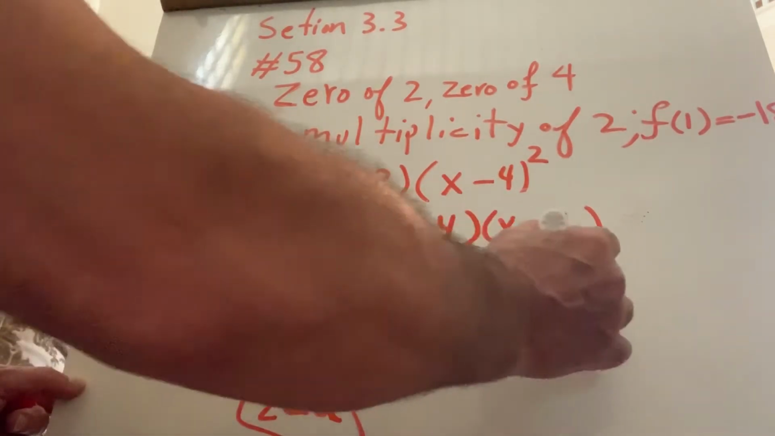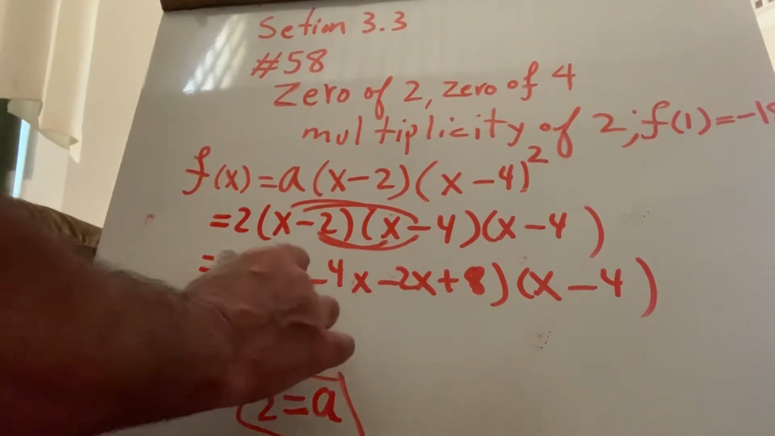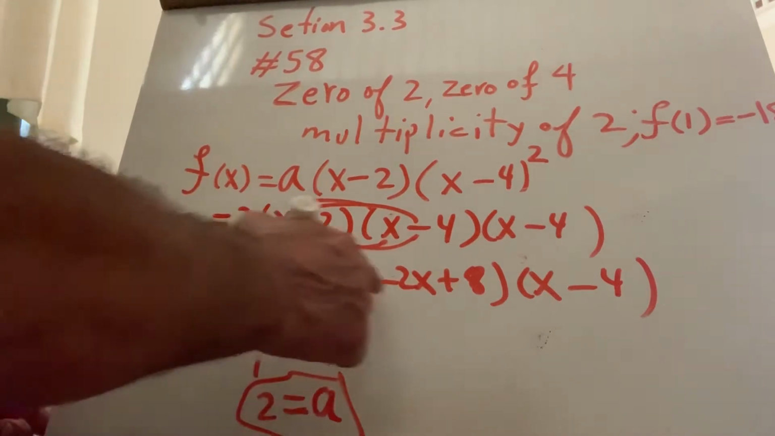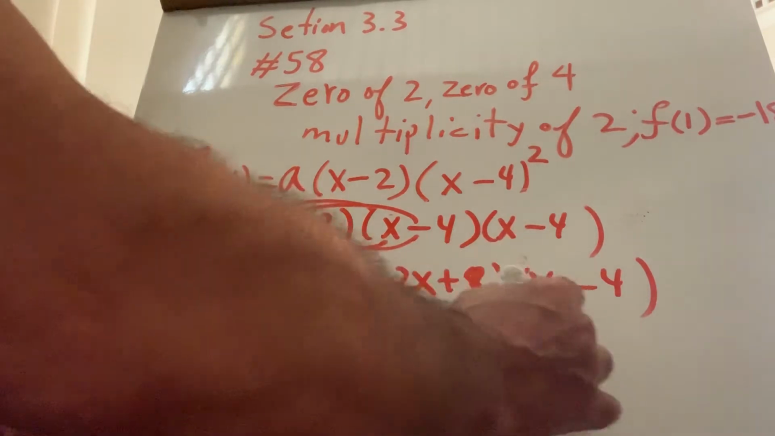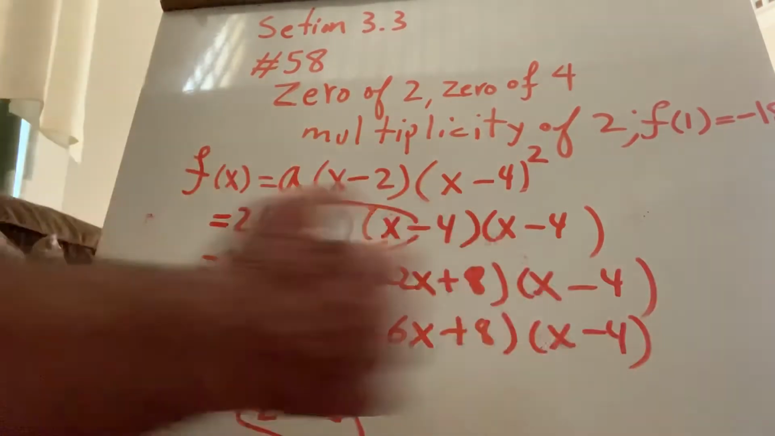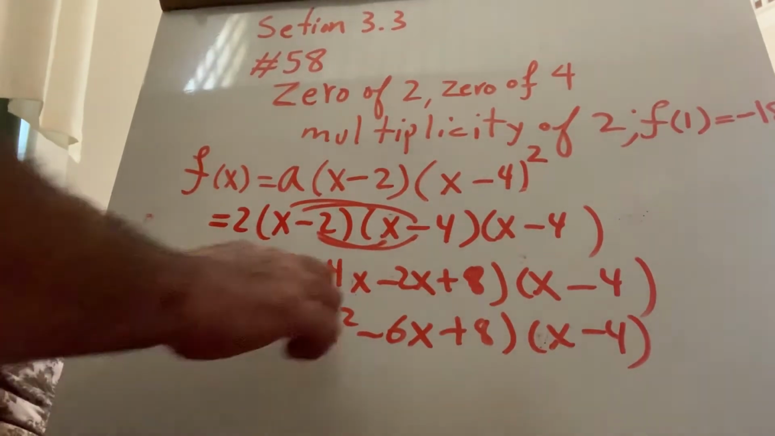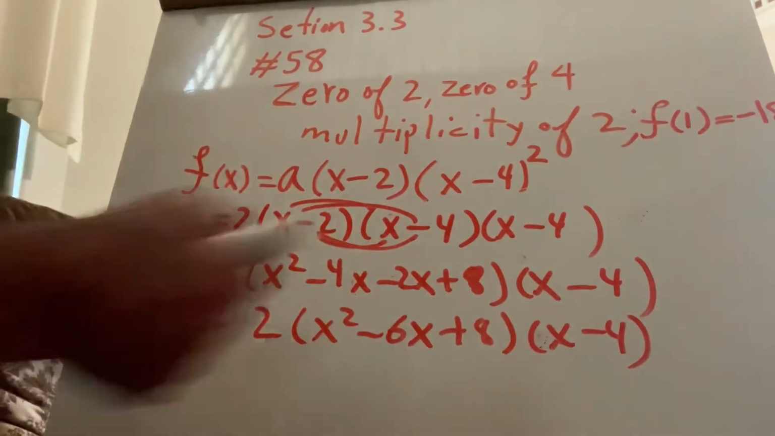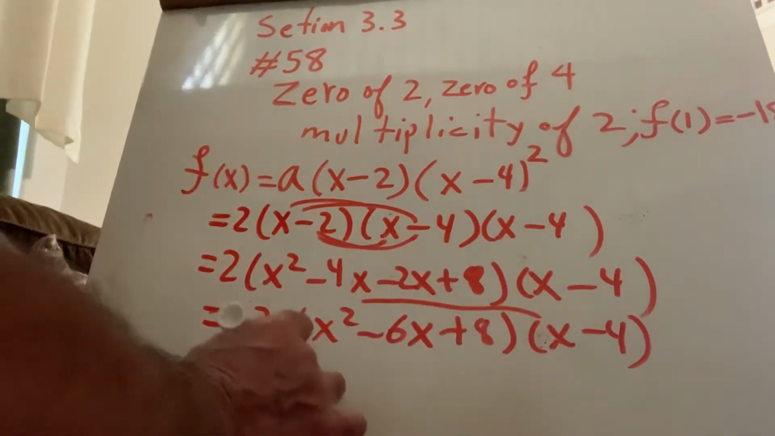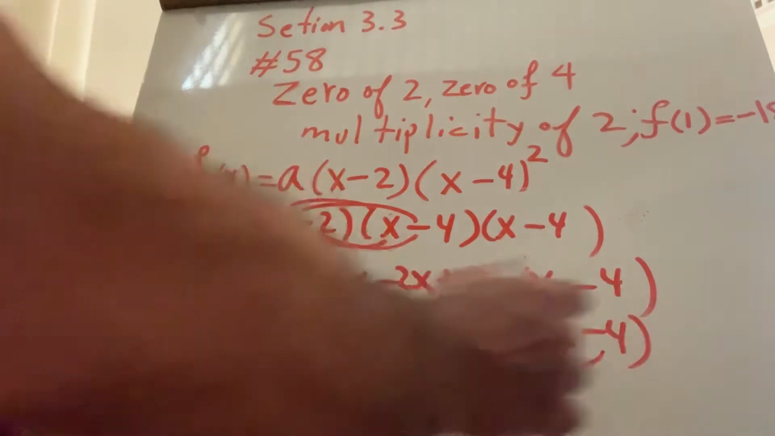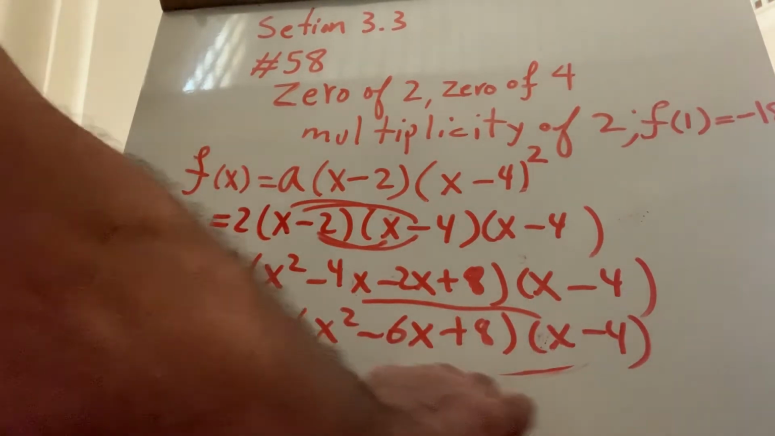Keep writing that until you distribute by it. Now there are 2 like terms, so we combine them further. That's 2 times x squared, minus 4x minus 2x becomes minus 6x. We still have plus 8, and then we still have the last factor, x minus 4. Now we distribute every term here by every term there, and then finally we multiply 2 by everything. So x squared times x becomes x cubed. x squared times negative 4 becomes negative 4x squared.